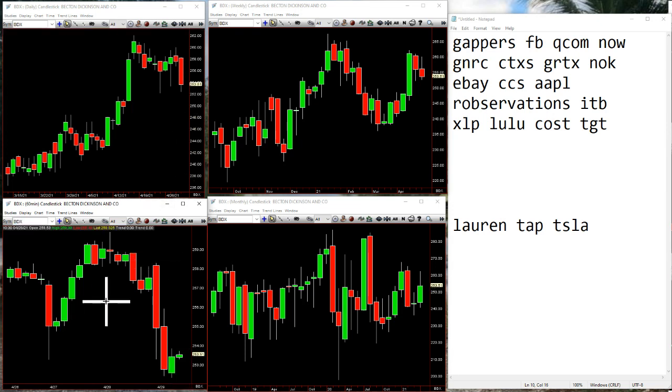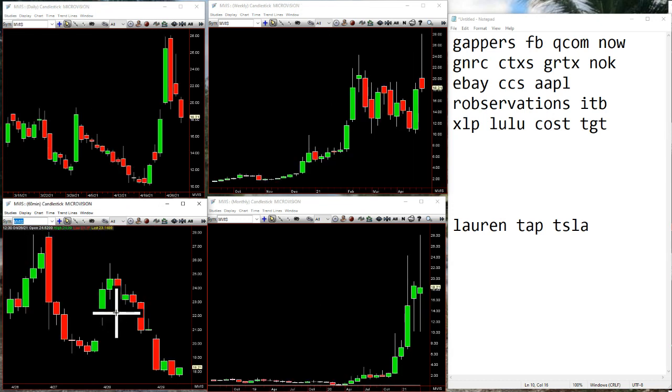If we go to MVIS, and MVIS inside day to the downside, having a little trouble after the spike higher on the week, but now coming back in off that inside day reversal back down. You'll notice this was an outside bar, took out both sides, then goes inside. There's a 3-1-2, boom, real move. Right now it looks like it's to the downside.